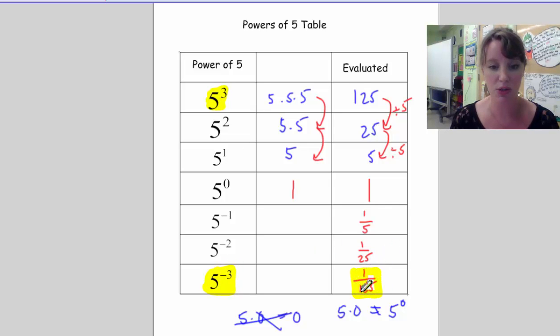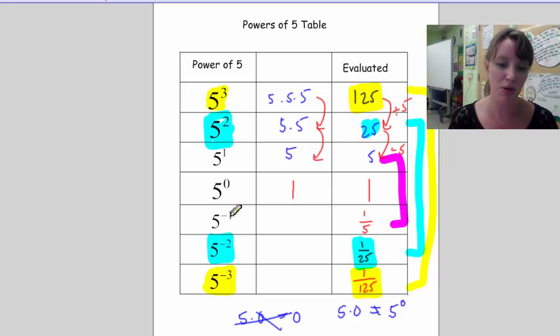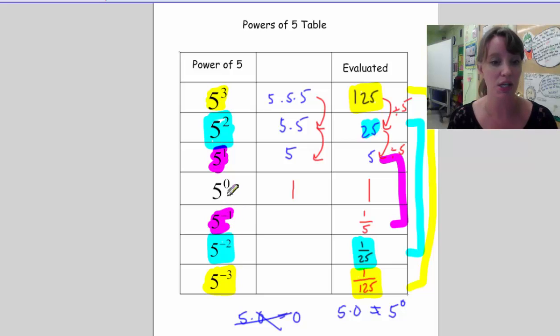Look at what we have here. This is 125 versus 1 over 125. And you can also see the pattern established with 5 to the negative second power, which is 1 over 25, and 5 to the second power, which is 25, right? So the relationship is that they are reciprocals of each other, right? And again, likewise with 5 and 1/5, and it mirrors itself around 5 to the 0 power, okay? So 5 to the first is a reciprocal of 5 to the negative first, and likewise, they're reciprocals of each other, okay?